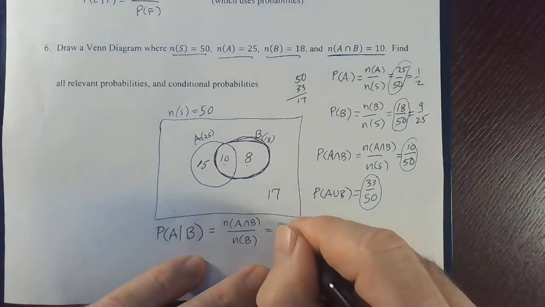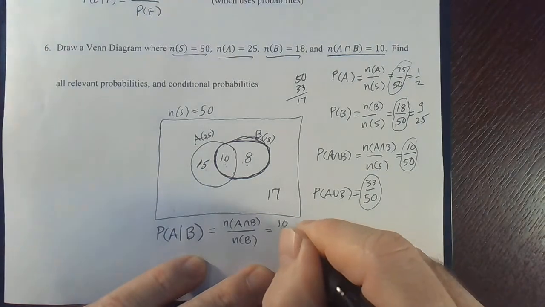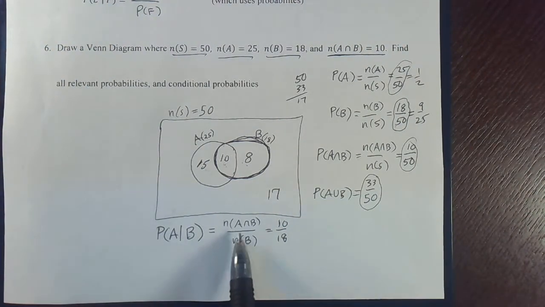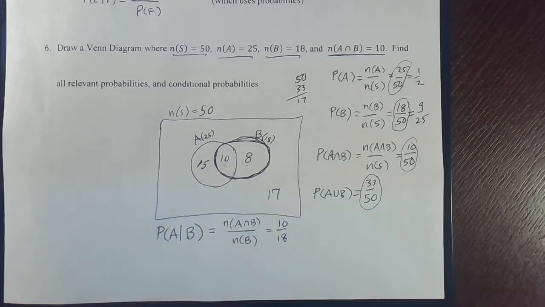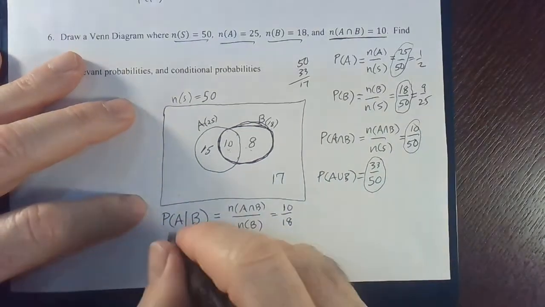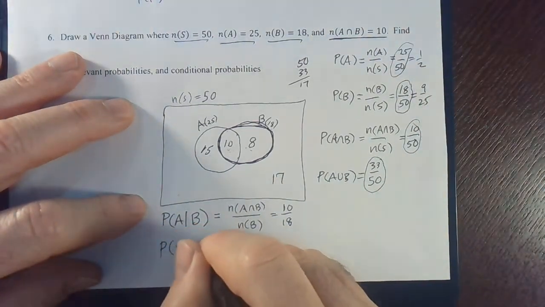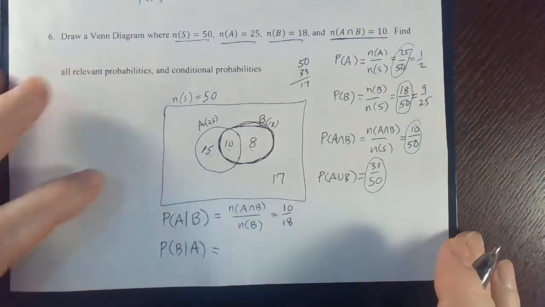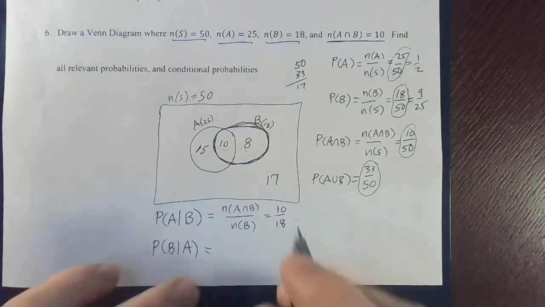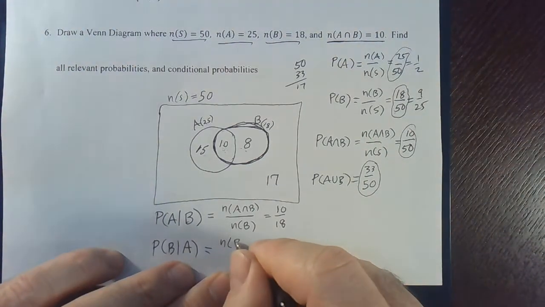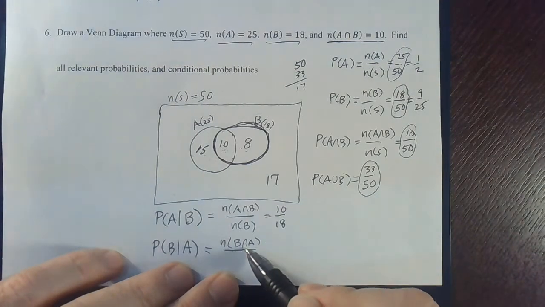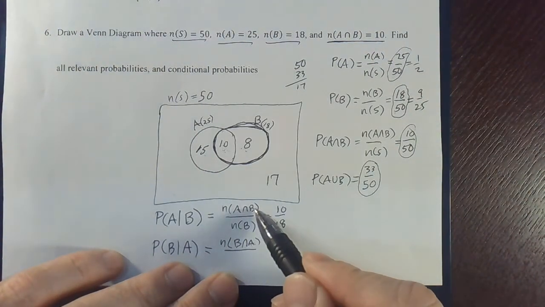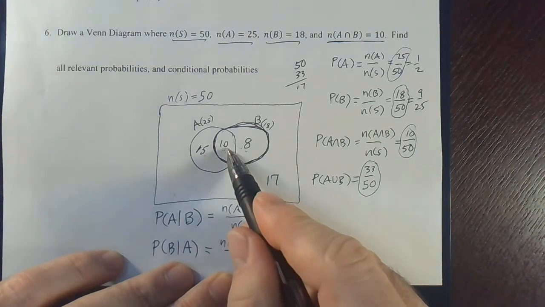So this is going to be 10 over 18. And you can see the number of elements in A intersect B is 10. The number of elements in the circle B is 18, 10 plus 8. Let's go the other direction. Let's do the probability of B given A. All right, well, that's the number of elements in B intersect A, which notice that's exactly the same numerator as this is, because B intersect A is the same as A intersect B. They both represent this football region, the intersection.